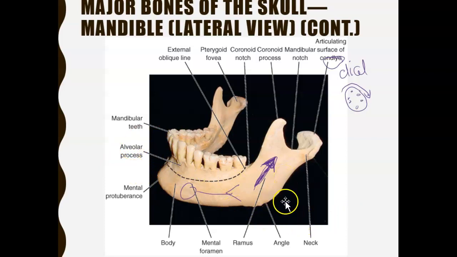And then this over here is known as the angle. Sometimes they might ask you test questions about the mandibular angle and what's near the mandibular angle. So think of this as the angle, right? This corner is known as your angle.